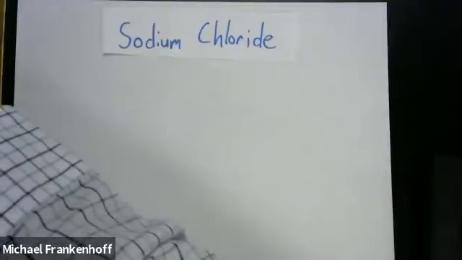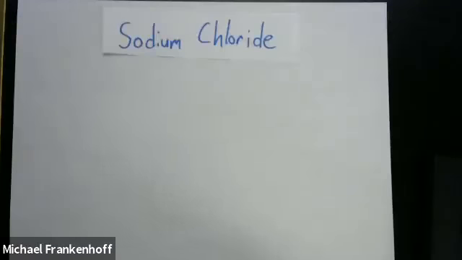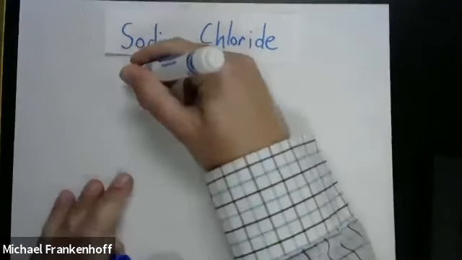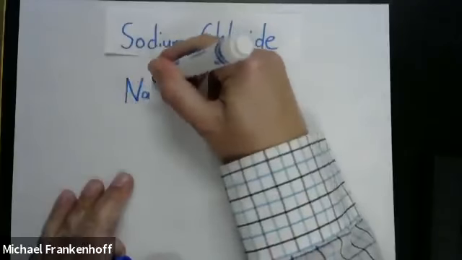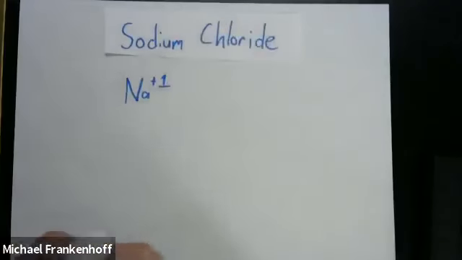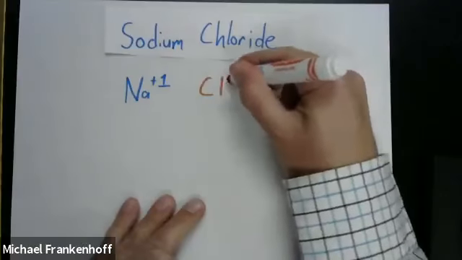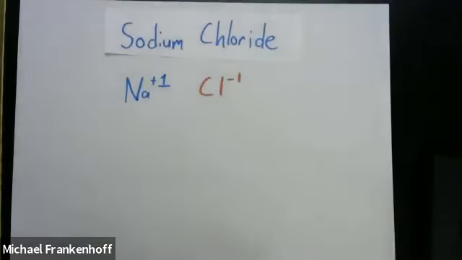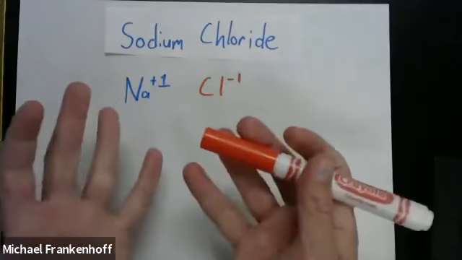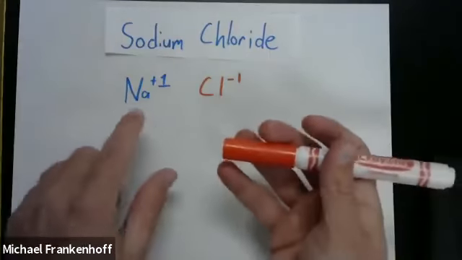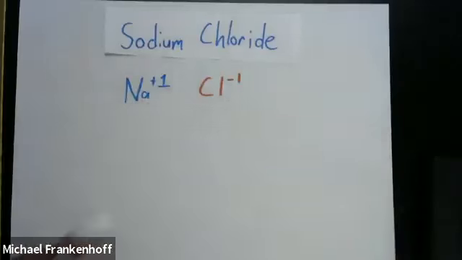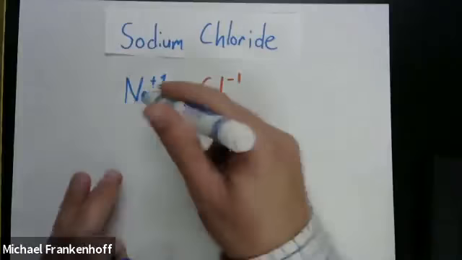So let's write this down here. We will have our metal over here, sodium, and sodium gets a charge of +1. And then over on the other side, we'll have our nonmetal, chlorine. Chlorine gets a charge of -1. Well, they're trying to get balance. They want it so that there's no excess charge. And these guys are already balanced out like that. So when they come together, they're already happy.